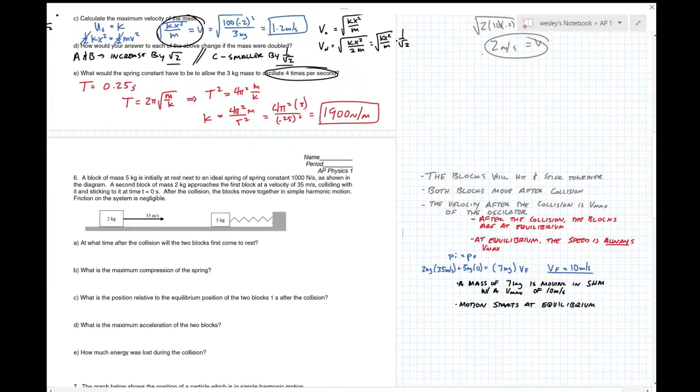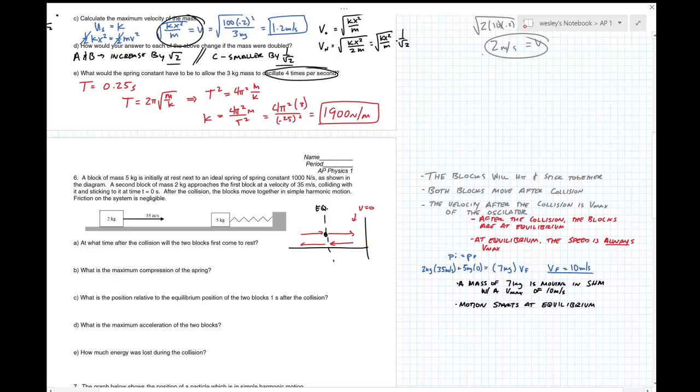At what time after the collision will the two blocks come to rest? To figure out when they're going to come to rest, first off, let's look at how they move after the collision. That's going to be my equilibrium position. They're going to start off at equilibrium, move one amplitude, stop, turn around, and come back. Move past it, stop, come around, and come back. That's one whole oscillation. And the velocity over here is 0.